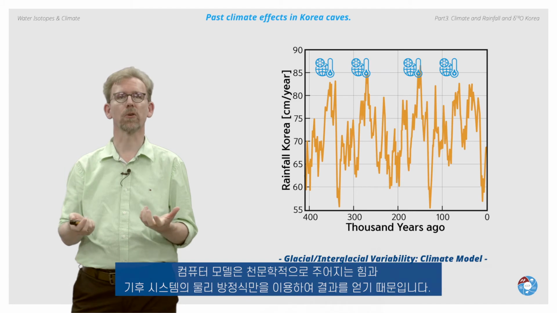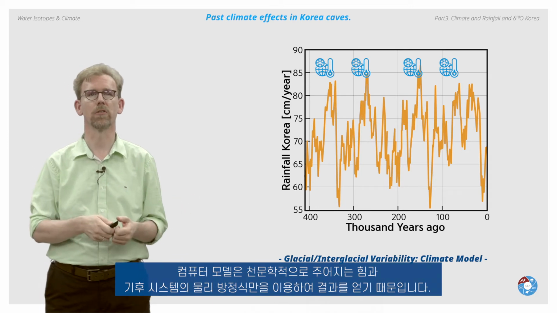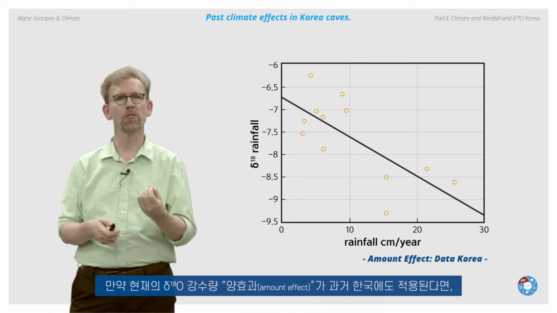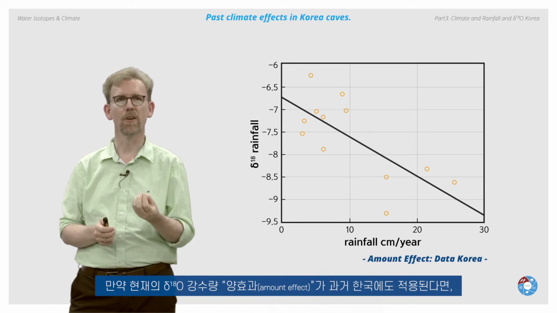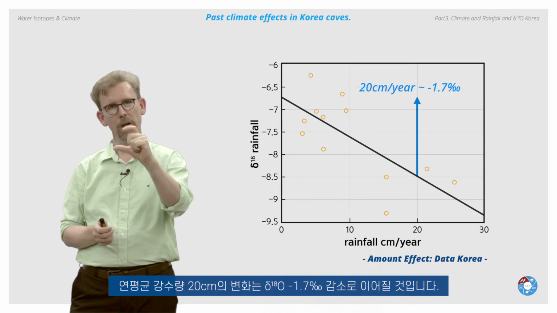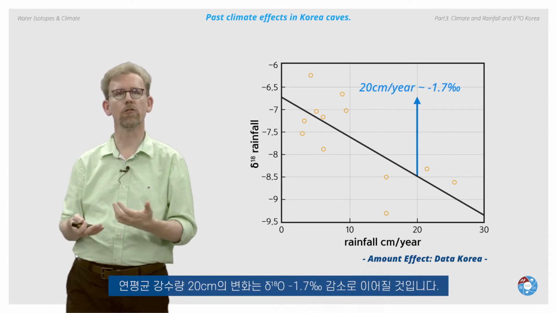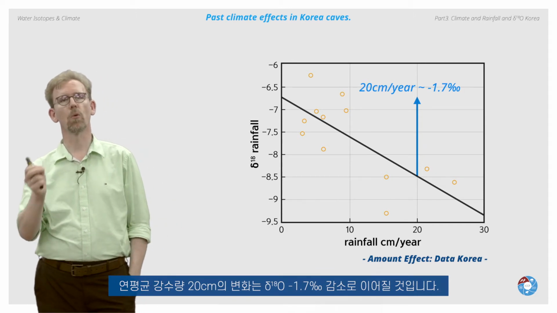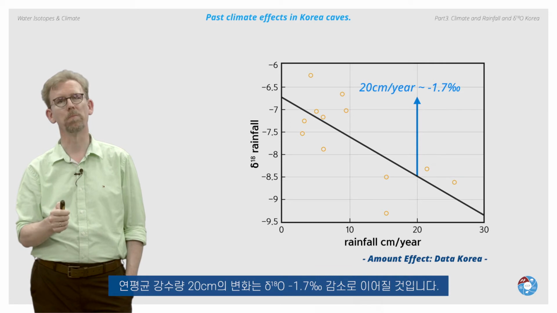After all, this is just a computer model which only knows the astronomical forcing and the physical equations of the climate system. If the present day d18O rainfall amount effect worked over Korea also in the past, a 20 centimeter change in annual mean rainfall would translate to a minus 1.7 per mil reduction in d18O.